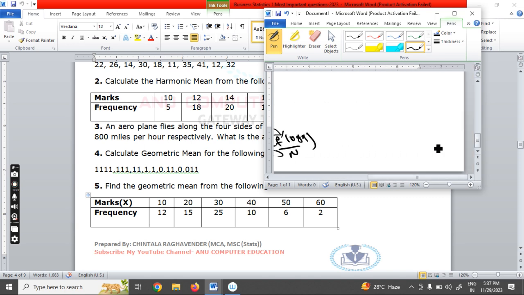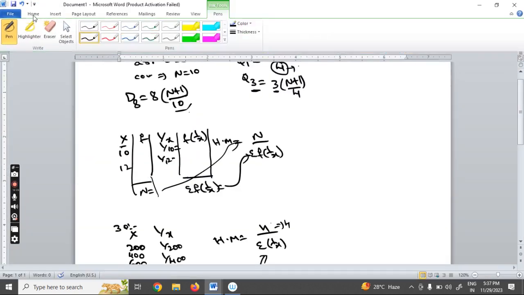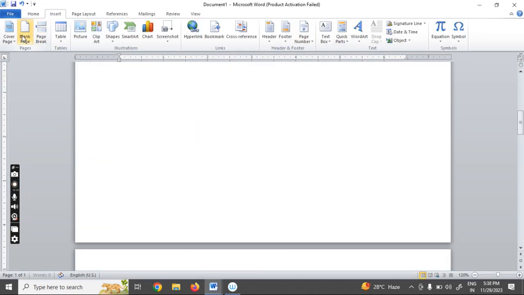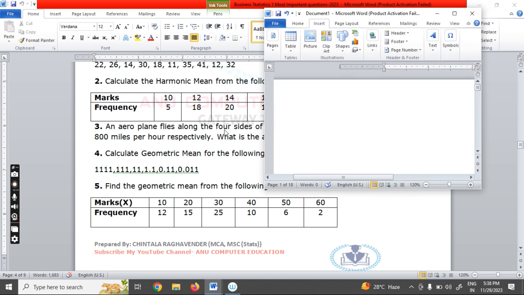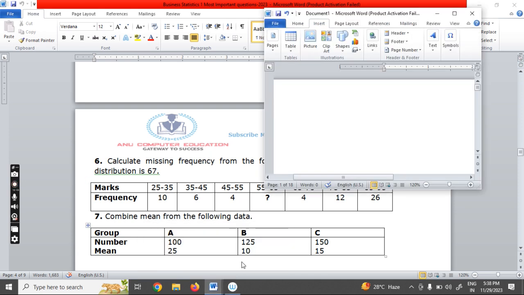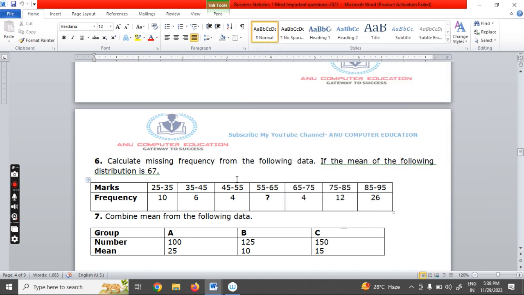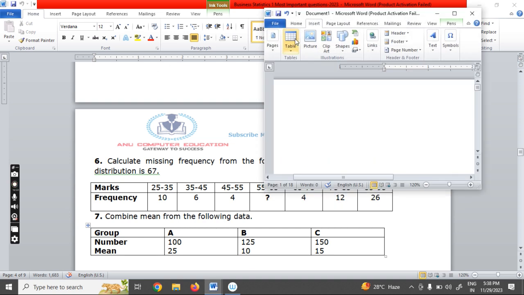Okay, the next problem is the missing frequency. This is a very easy problem. In the given question, first read the question, everyone. For the missing frequency, for the given data, the mean of the distribution is 67. So the mean is already given. So you can make use of this.